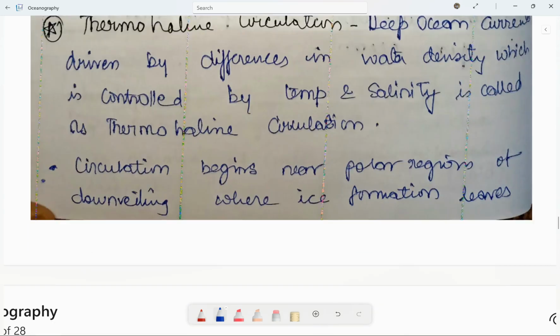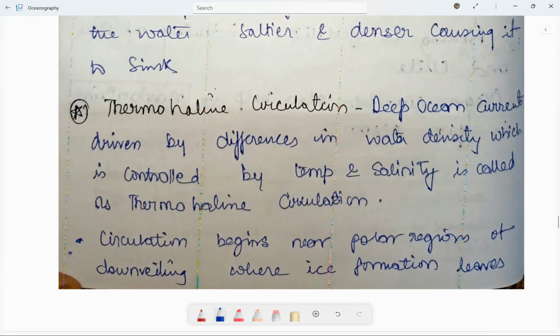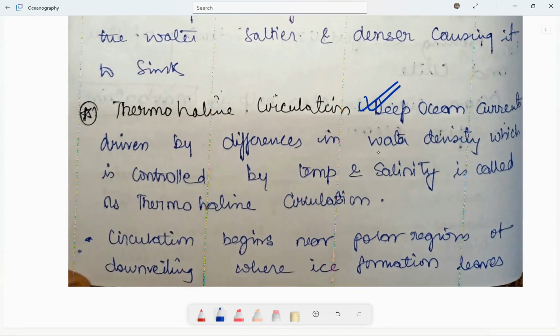Thermohaline circulation में the deep oceanic currents are driven by differences in water density, which is controlled by temperature and salinity. So डीप ओशनिक करंट्स में क्या हो गया, ऐसा पानी है जिसका डेंसिटी बहुत हाई है, सो दे आर लाइंग डाउन एंड दिस इज बिकॉज ऑफ द टेम्परेचर दे हैव एंड द अमाउंट ऑफ सैलिनिटी दे हैव.